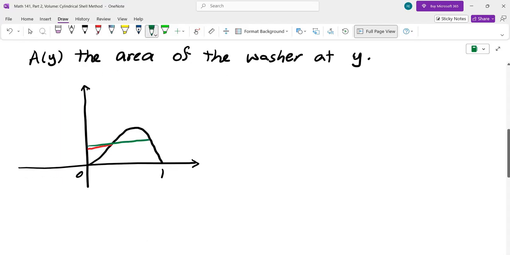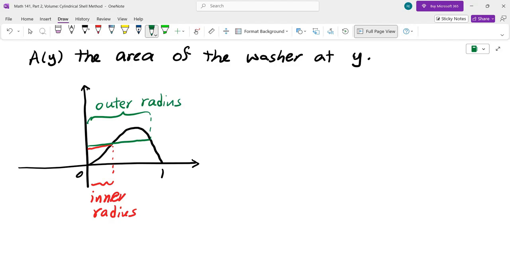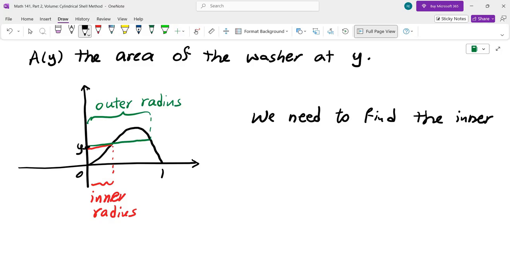So these are the inner and outer radius. The red one is the inner radius, and the green one is the outer radius. We need to find these two in terms of y, and y is right here. So what are these values? We need to find the inner and outer radii in terms of y.